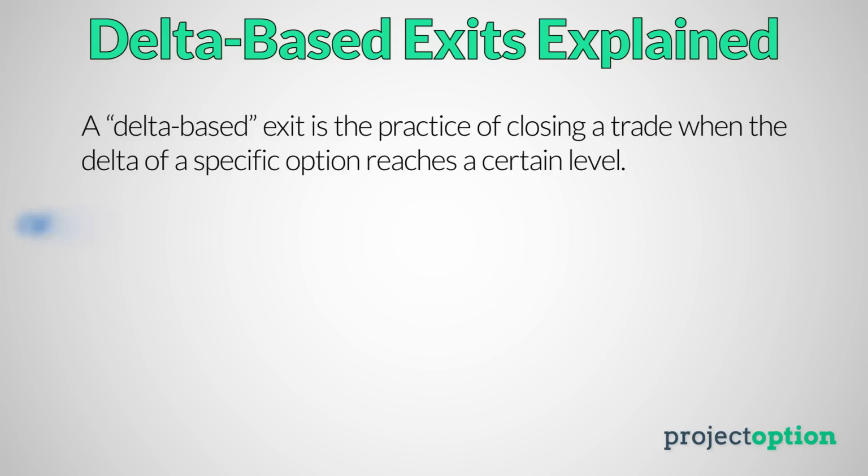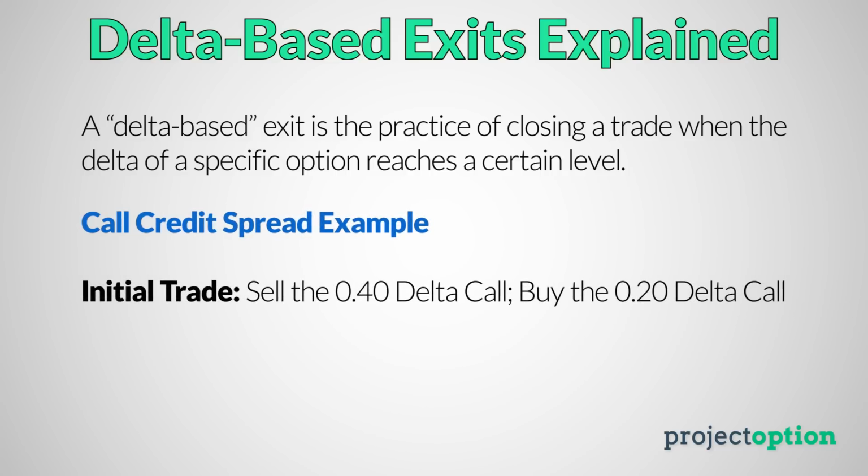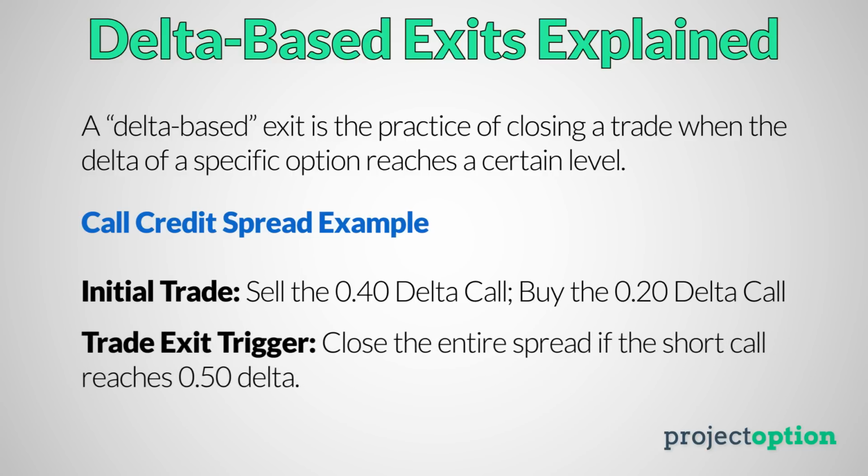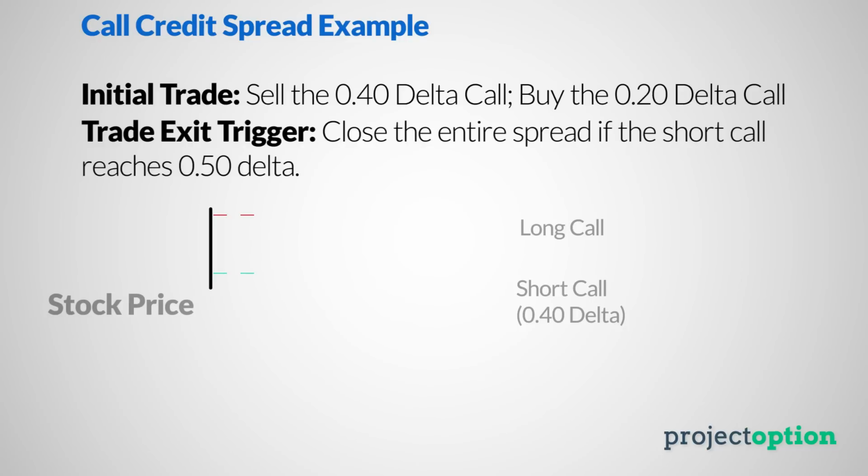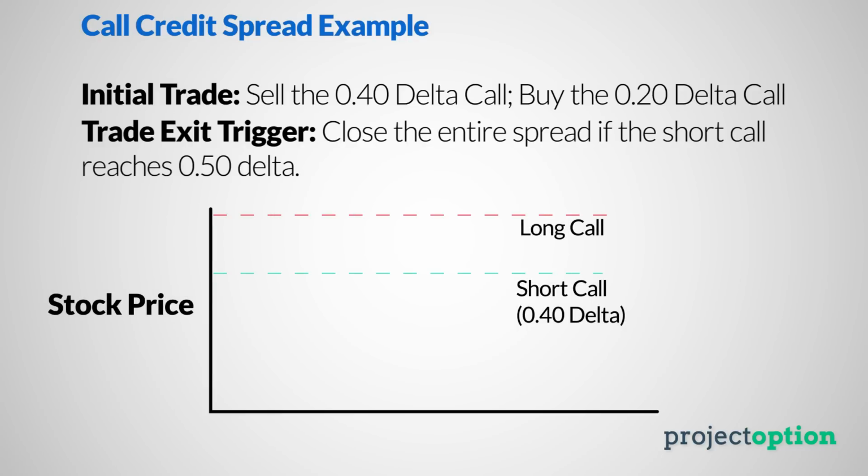For example, let's say I have a call credit spread strategy, and when I enter the trade, my strategy is to sell the 40 delta call option and purchase the 20 delta call option to complete my call credit spread position. An example of a delta-based exit strategy would be to close this call credit spread if the short call's delta reached 50 or 0.50. In other words, the call spread position is closed if the short call's delta increases from 40 to 50, which would be the case if the stock price increased by a certain margin.